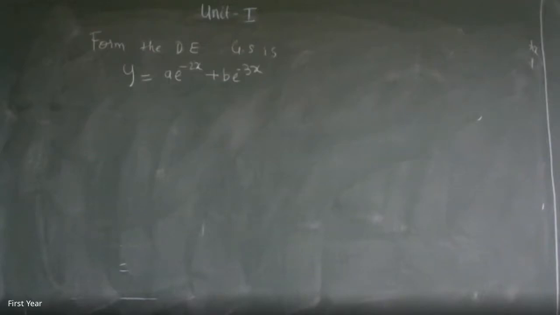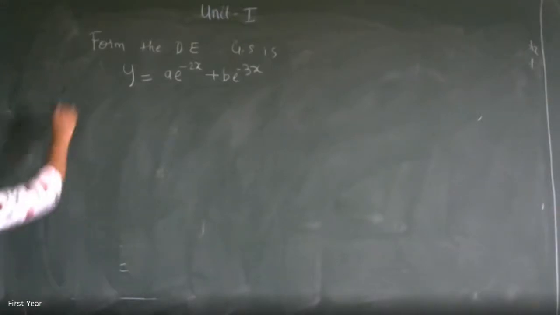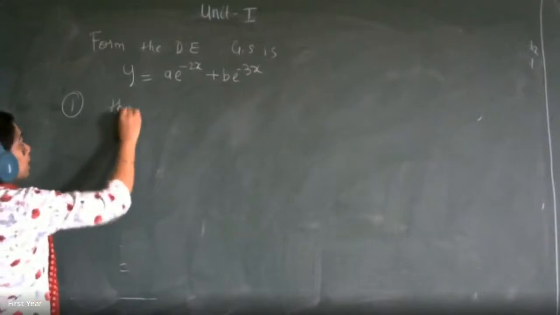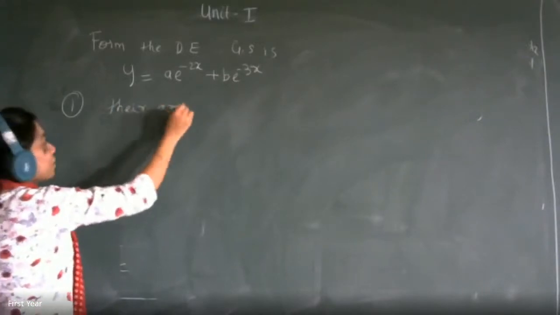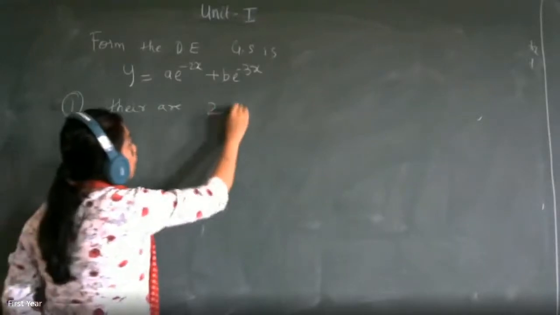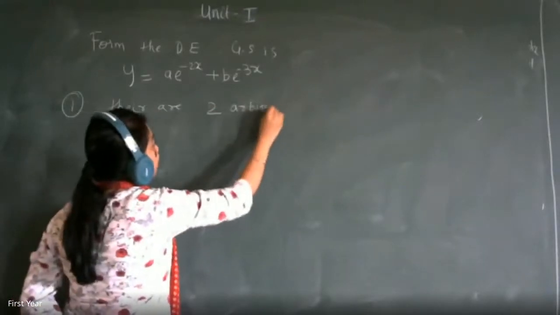Now nothing is mentioned, that means a and b both are arbitrary constants. So you have to eliminate both. Step one: identify the number of arbitrary constants. There are two arbitrary constants.